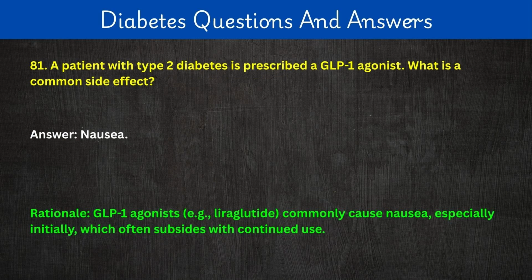81. A patient with type 2 diabetes is prescribed a GLP-1 agonist. What is a common side effect? Answer: Nausea. Rationale: GLP-1 agonists, e.g., liraglutide, commonly cause nausea, especially initially, which often subsides with continued use.